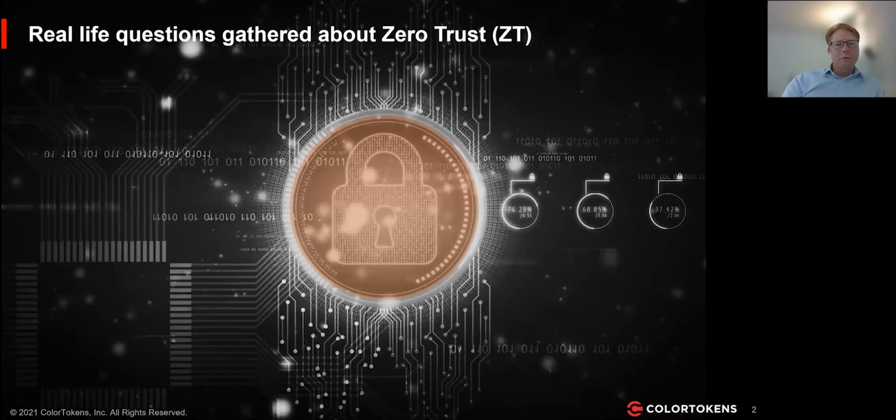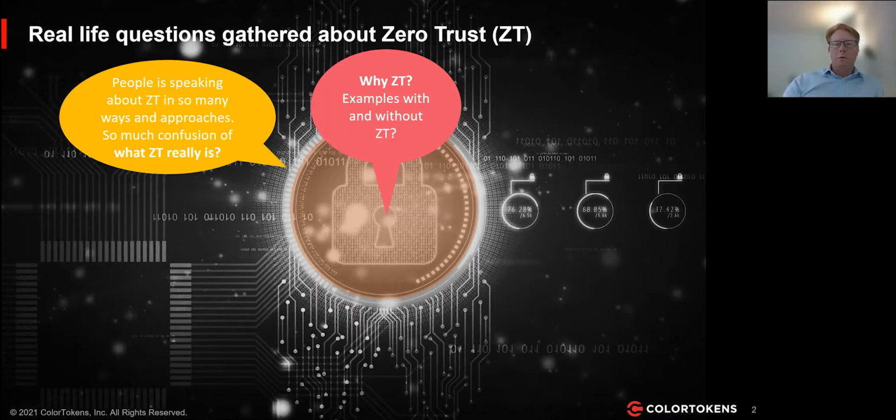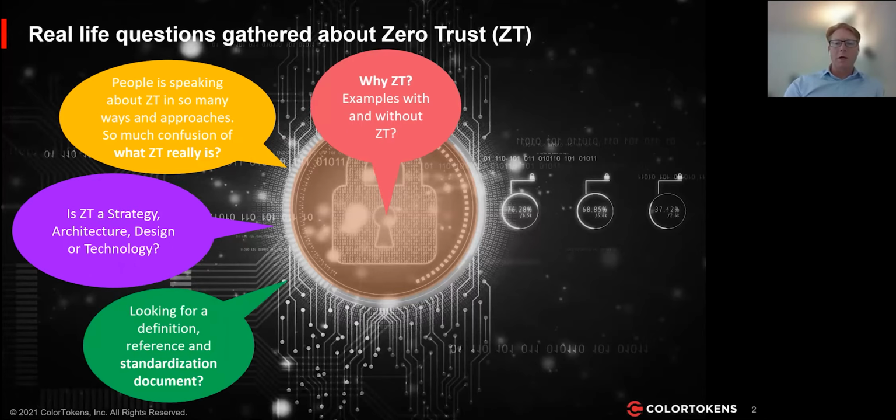A few real-life questions. Very initially, why Zero Trust? Can you provide some good examples? What happens without Zero Trust and what happens with? People are also quite confused about what Zero Trust really is, and why there are so many ways of talking about Zero Trust, and so many approaches. How can that be? And people are also asking, what is it as a term? Is it a strategy? Is it an architecture? Is it a technology? Or is it design? What is it really when we talk about Zero Trust? We'll get back to that.